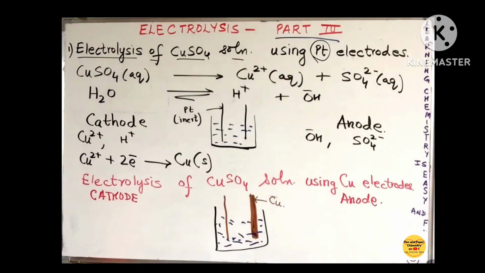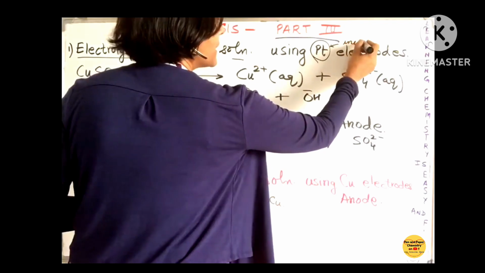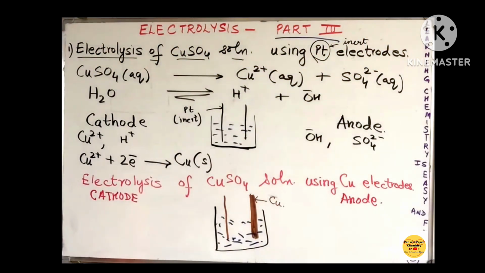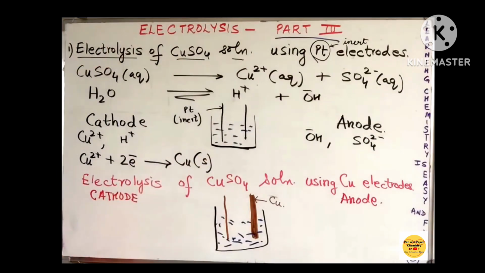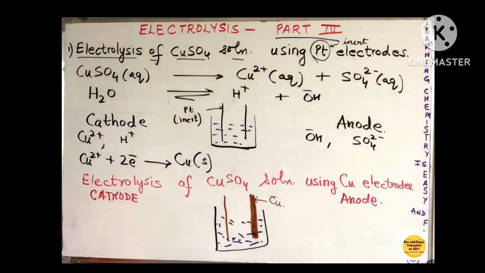Now as soon as we see the word platinum over here, it means that we are talking about an inert electrode, that is an electrode which will not participate in the reaction. Copper sulphate on dissociation gives you copper ions and sulphate ions. Water on ionization gives you hydrogen ion and hydroxyl ion.